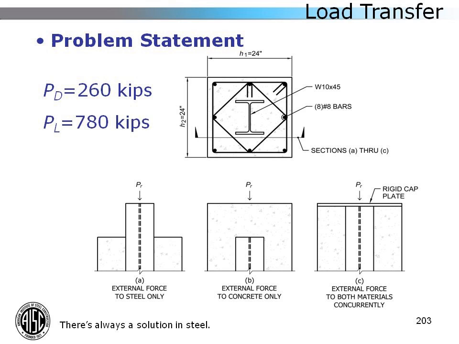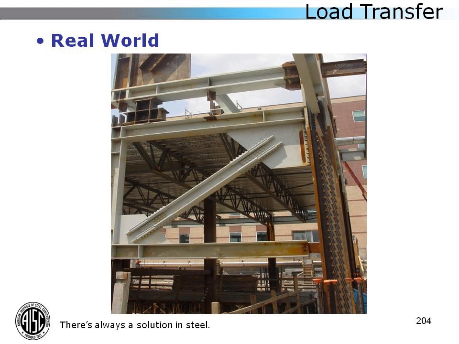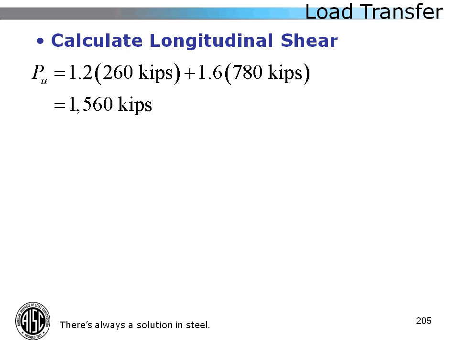So the problem statement here, we had an encased composite column, and we were looking at external force applied to the steel only, the concrete only, or both materials concurrently. For force applied to the steel only, you were looking at a situation such as what I looked at earlier, where you have all the force coming down a steel column into a composite column. So what we did here is calculated the longitudinal shear first. So you needed the ultimate required strength, which was 1,560 kips.